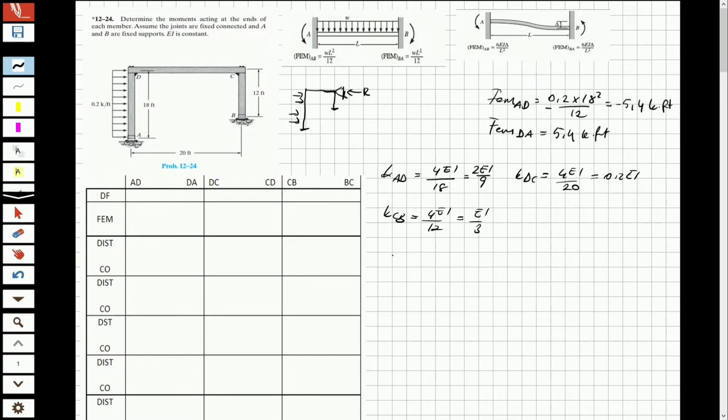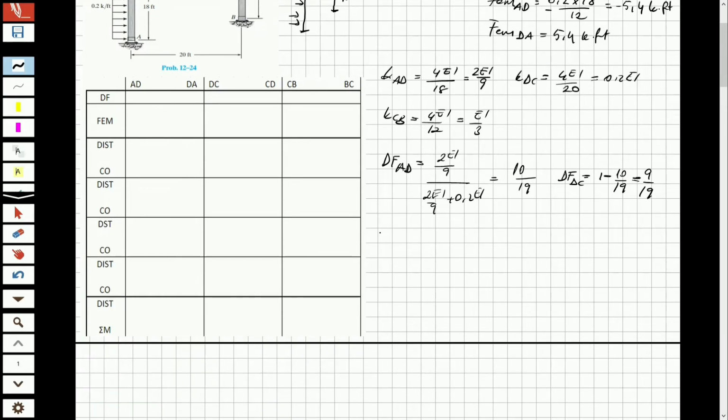Okay, and now let's find the distribution factors. Distribution factor AD will be equal to 2EI over 9, over 2EI over 9 plus 0.2 EI, and will be equal to 10 over 19. Sorry, this is not EI, it's cancelled. And distribution factor DC will be equal to 1 minus 10 over 19, which is going to be 9 over 19.